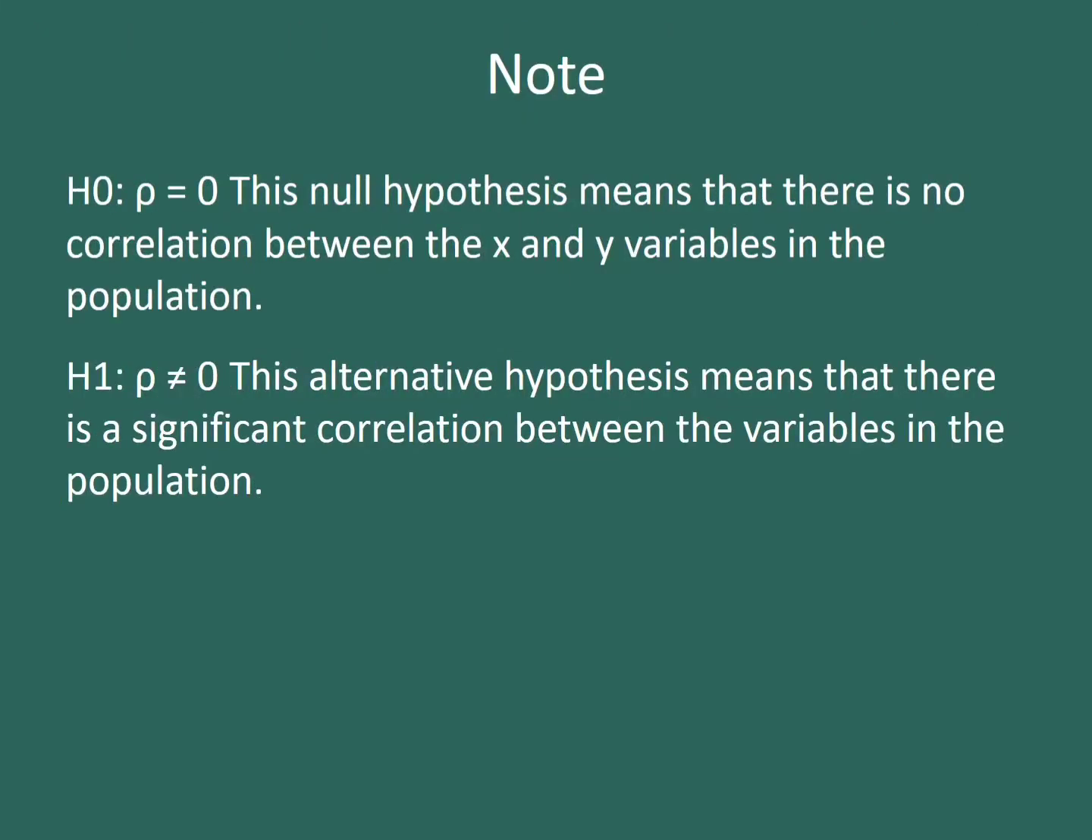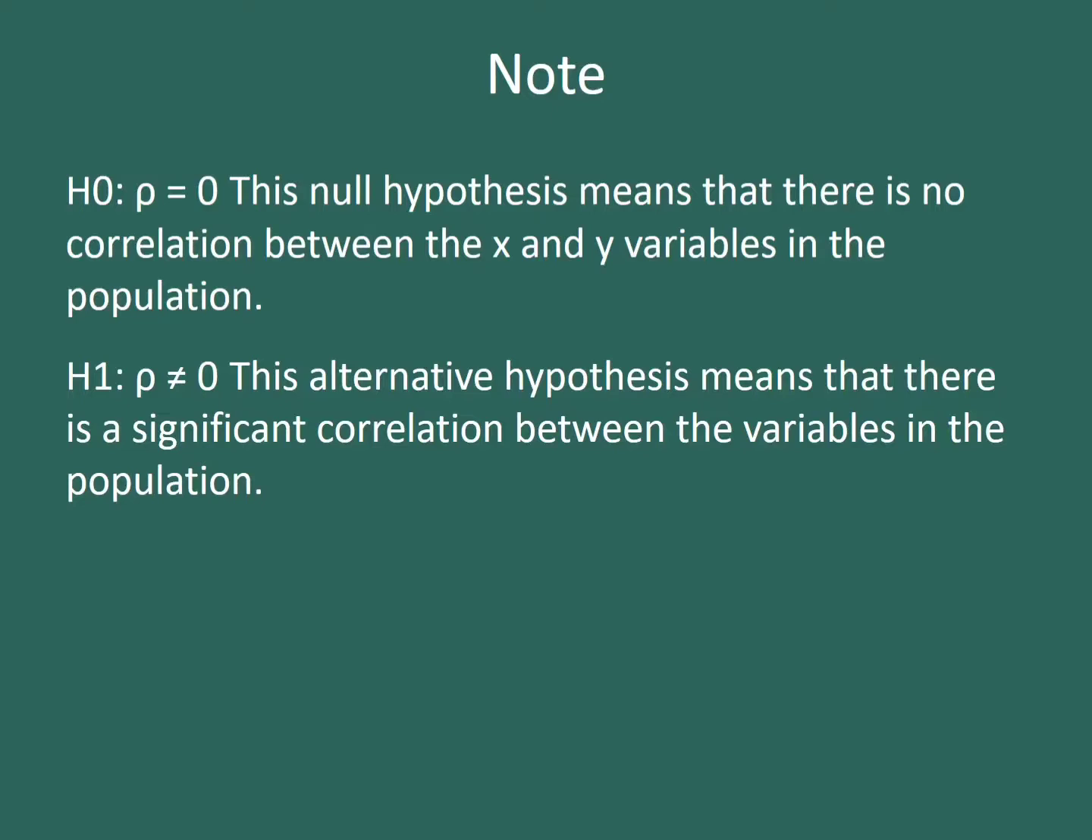No, the null hypothesis will be rho equals 0. The null hypothesis means that there is no correlation between the x and y variables in the population, and the alternate will be rho does not equal 0. The alternative hypothesis means that there is a significant correlation between the variables in the population.